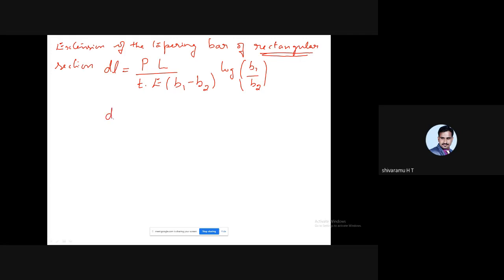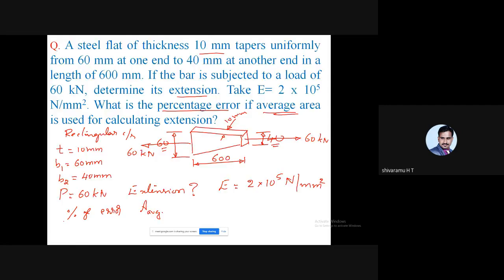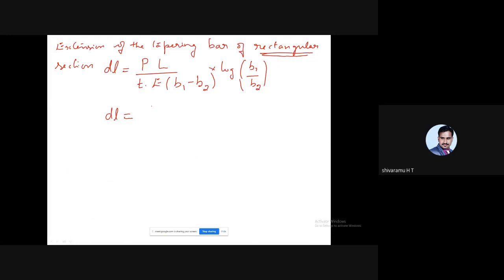So we can compute the total extension by considering the uniformly varying tapered bar equation, PL divided by T into E into (B1 minus B2) into log of B1 by B2. The load is 60 kilonewton, so 60 into 10 power 3, and the length is 600 millimeter. The thickness of the section is 10 millimeter, Young's modulus is 2 into 10 power 5 Newton per square millimeter, and the widths are 60 and 40.